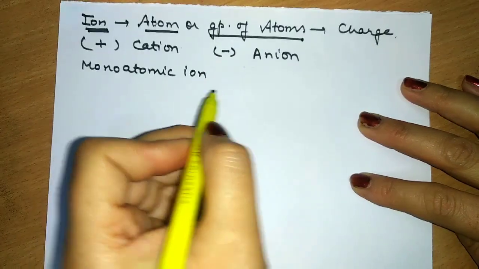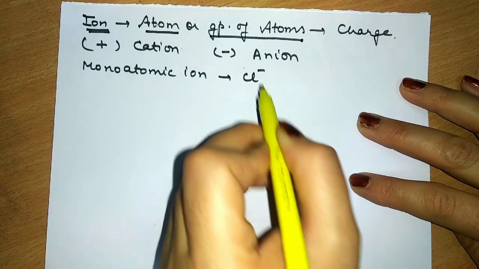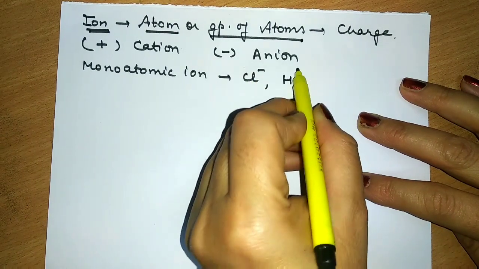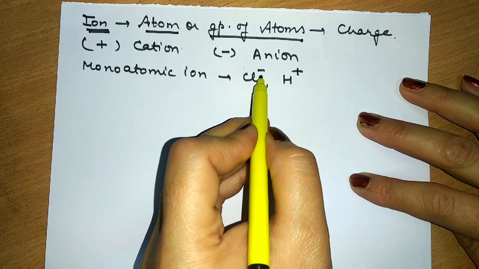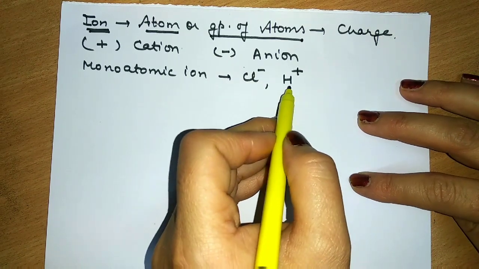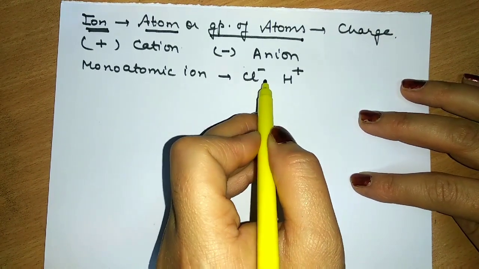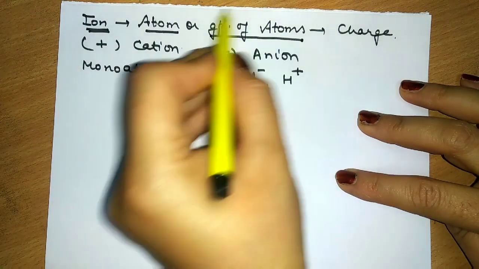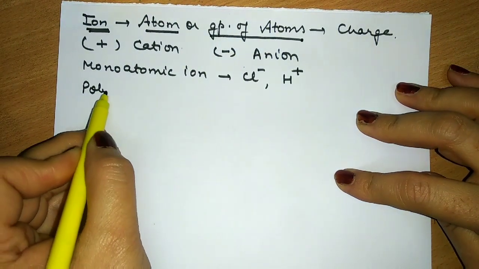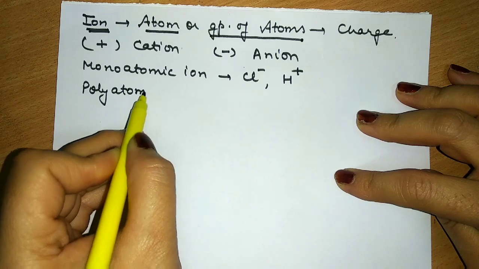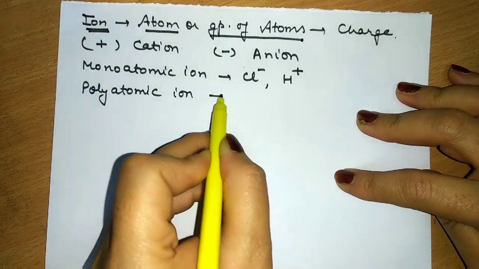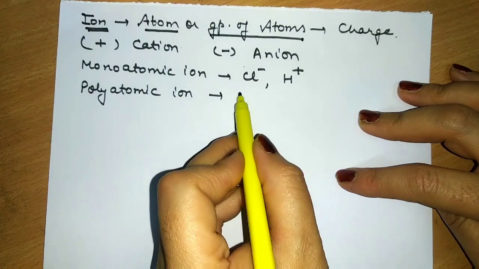We call it a monoatomic ion, like Cl minus ion, like H plus ion. So it may be positive, it may be negative. Positive we call a cation, negative we call an anion. Or it may have a group of atoms, and for a group of atoms we call it a polyatomic ion. So polyatomic means more than one atom is there.